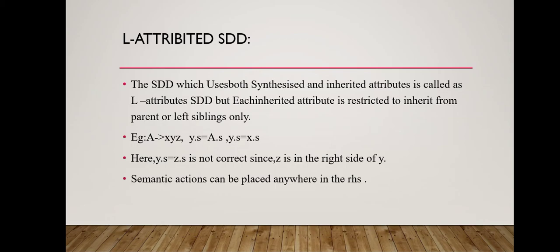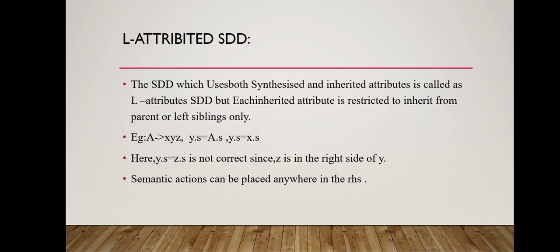But the problem is, in the case of an L-attributed STD, it can only accept values from its parent or left siblings. Which means that a node cannot accept a value from its right sibling. It can only accept inherited values from its parent or left siblings. It is restricted to inheriting from its parent and left siblings only.